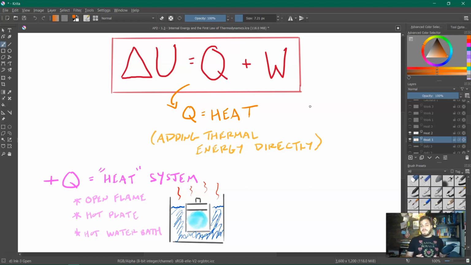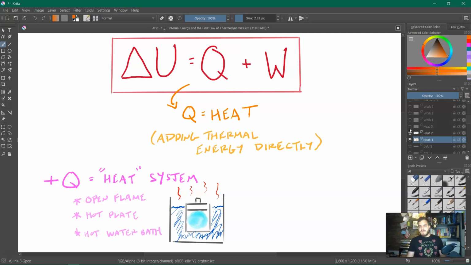You could put the piston over an open flame. You could put the piston on a hot plate. But both of those are a little more dangerous. They're not the safest way to heat a system. The safest way is to stick the piston in what is called a hot water bath, which basically just means we have water here that we are slowly heating up, and that allows the piston to heat up at a more uniform, slow, safe rate.